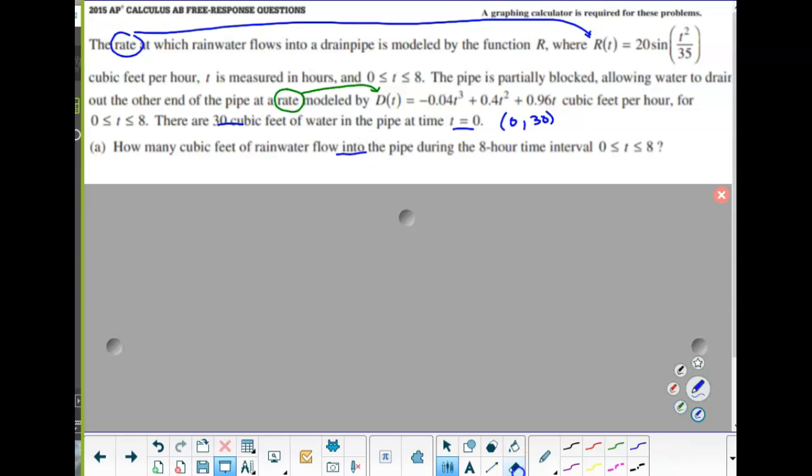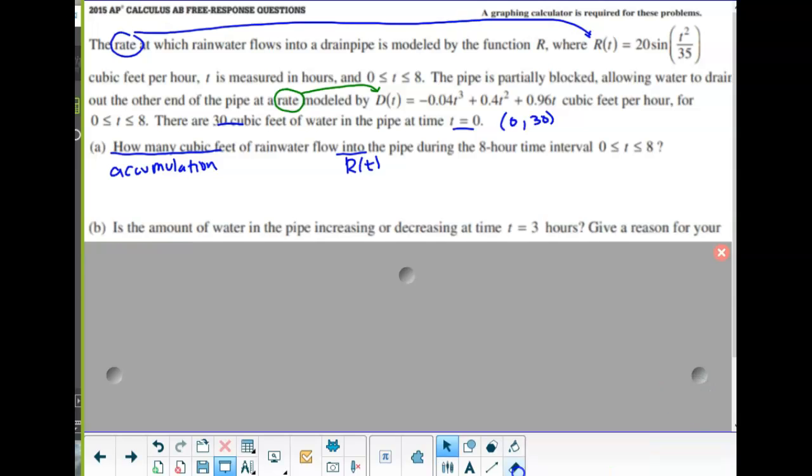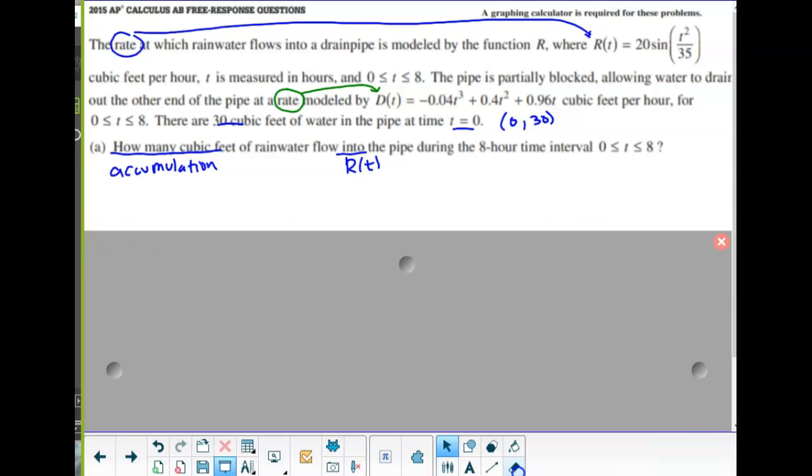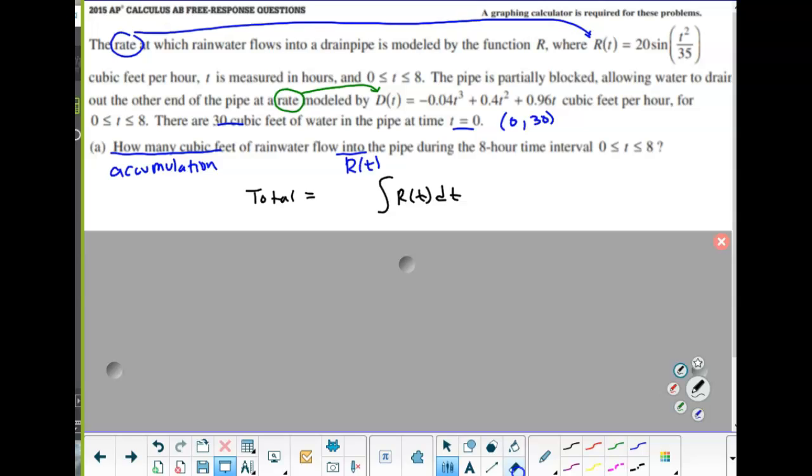Actually, I don't want to use blue. If I'm flowing into the pipe, that's only focusing on the rate R of t, and it says how many cubic feet, which is accumulation. So there is my connection to the integral. If I have a rate and I have to find the amount, I have to undo that rate, which is the accumulation. So our total amount is going to be the accumulation of R of t during the 8 hours. So we're going to start at 0 and go to 8.